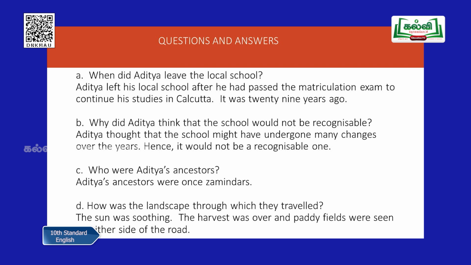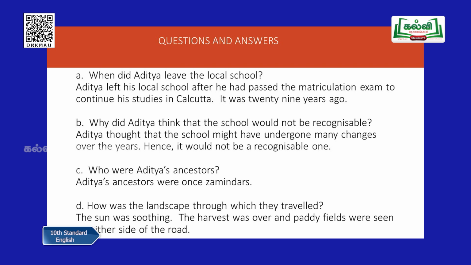So question C. Who were Aditya's ancestors? Aditya's ancestors were once zamindars. You know zamindars, right? Very rich people, who had a lot of lands and who were really very wealthy and who were able to control the people over there. So zamindars, you must have come across this word in some movies also. So Aditya's ancestors were once zamindars.